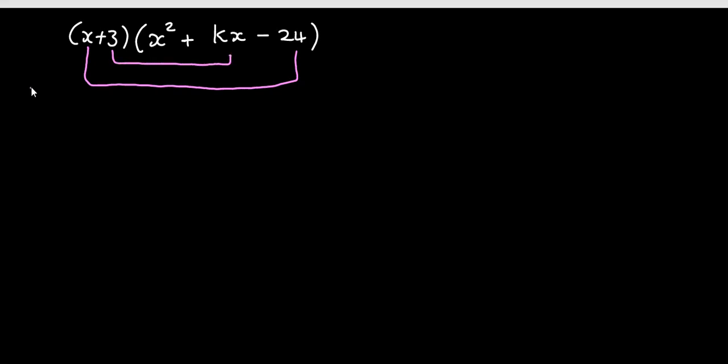Why are we doing this? Please don't include the x squared. We are trying to form the coefficient of x only. We don't need x squared. We only need our variable to be x. So now what we're going to do, we're going to say x times negative 24 will give us negative 24x. Then 3 times kx will give us 3kx.